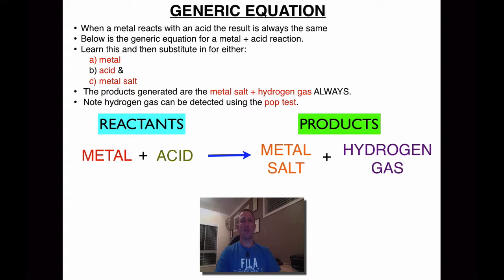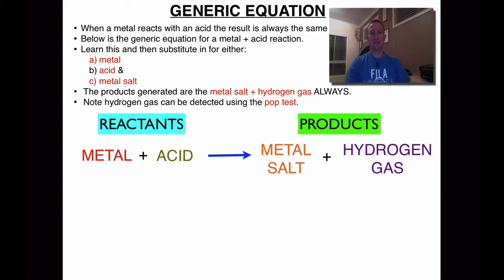The thing that we've already looked at in year 8 is that hydrogen gas can be tested for with the pop test. So if you're doing a reaction and you know you've got a metal and you know you've got an acid, put them together in the test tube, and the gas coming off should give a pop when you put a lighted splint to it.